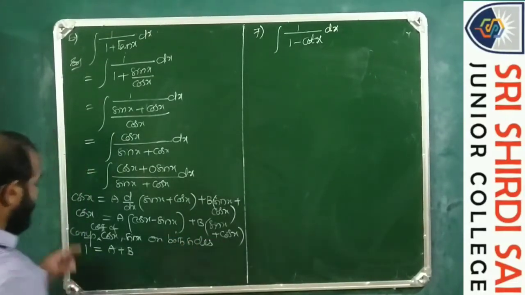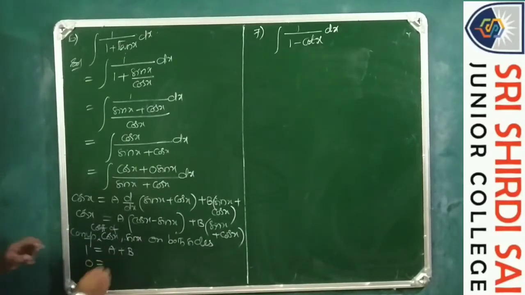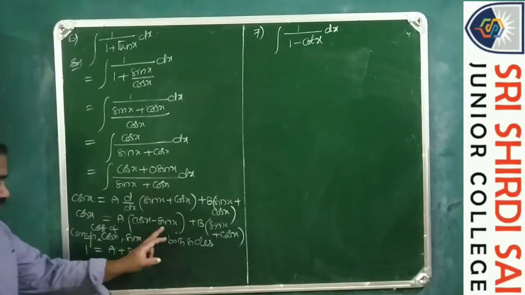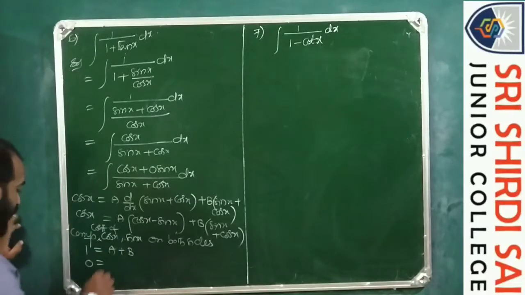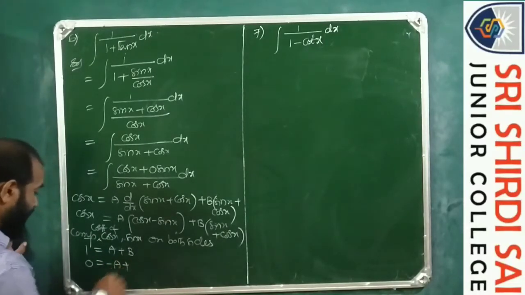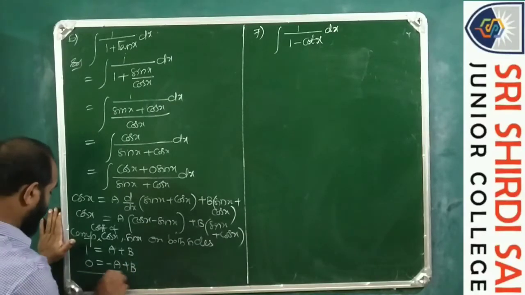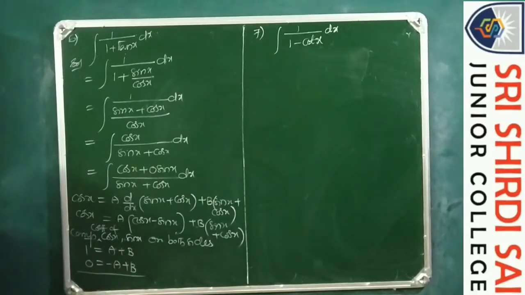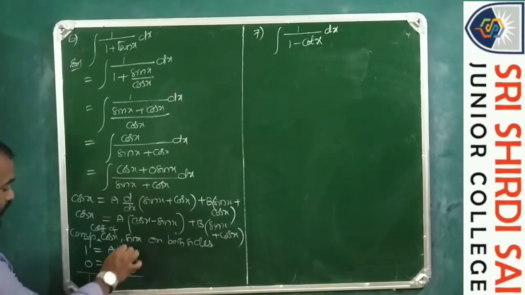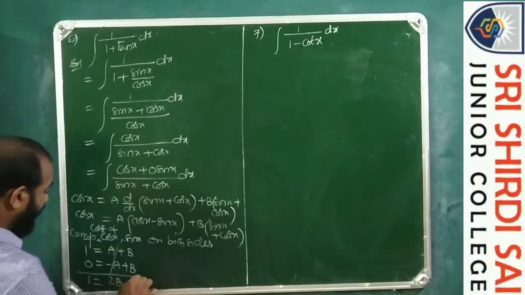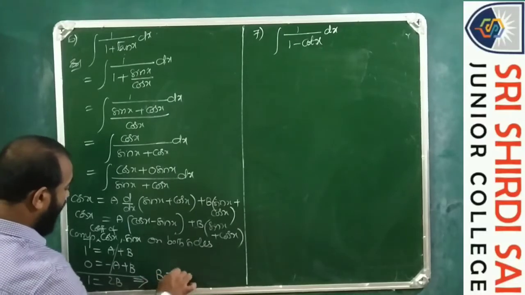Now sin x is equal to how much? 0 here in the LHS. The sin x coefficient is minus a plus b. So solving these two simultaneous equations, a gets cancelled. 1 is equal to b plus b, which is 2b. From this, b is equal to half.